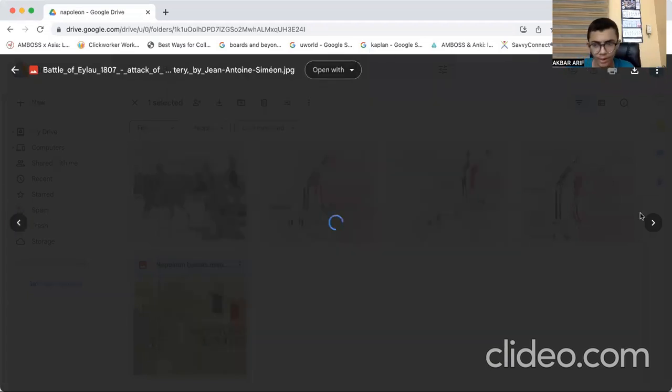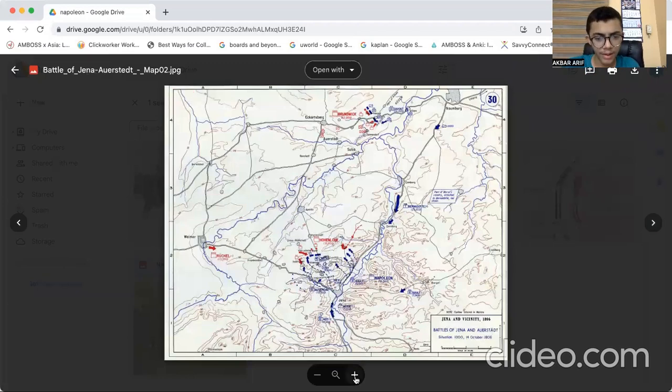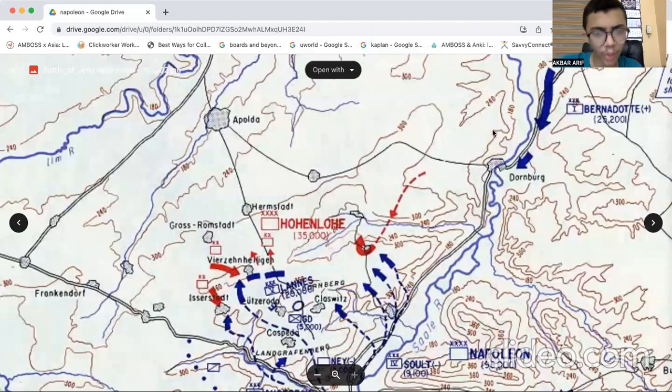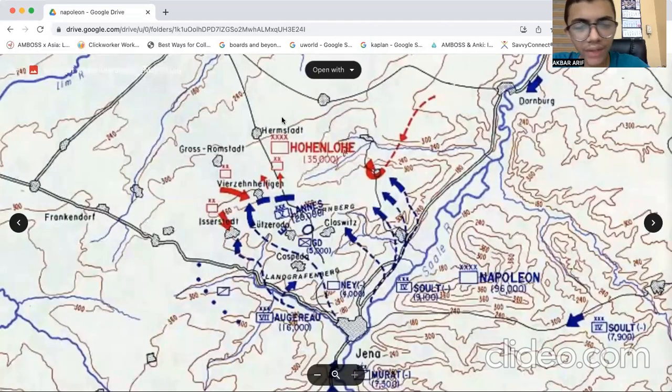If we zoom in on the map, we see this force by Napoleon. This is the Battle of Jena. As we can see here, Napoleon has about 96,000 troops, and Hohenlohe has 35,000 troops. So Napoleon just slams him in the face and easily wins the battle. Why does he win? Because his Grand Army, his French army, is very much larger than this Prussian army.